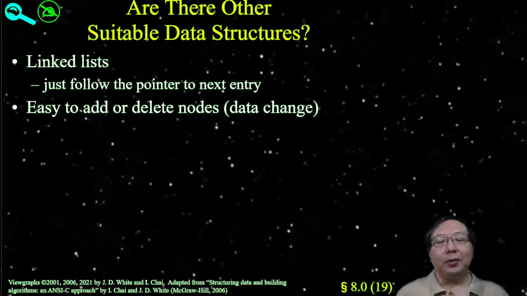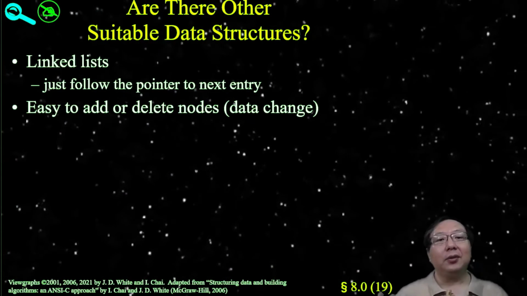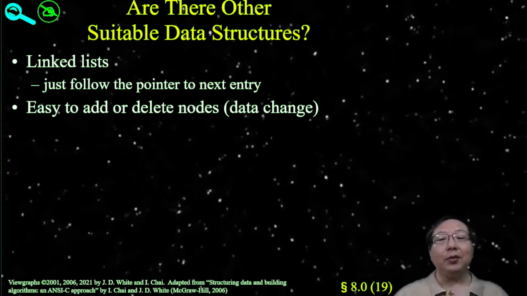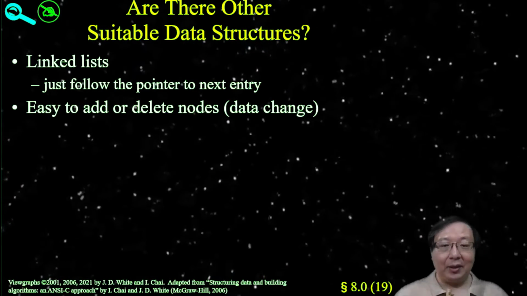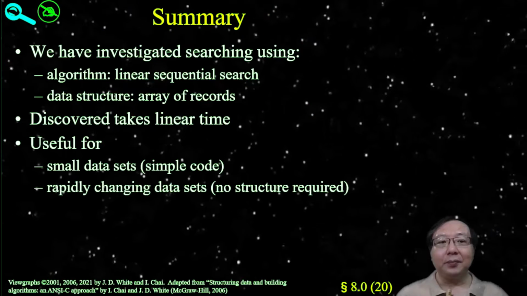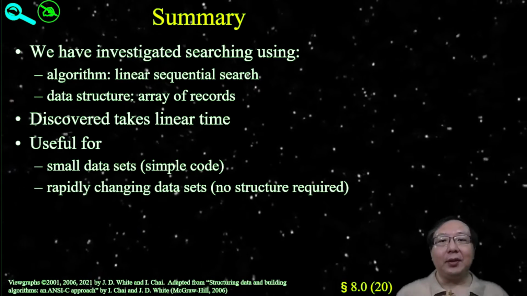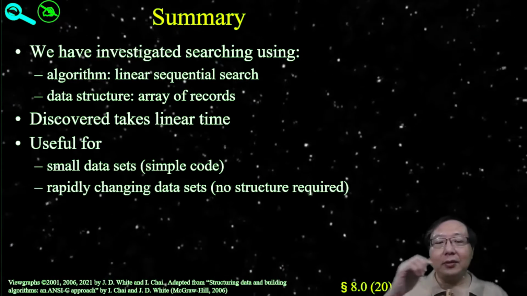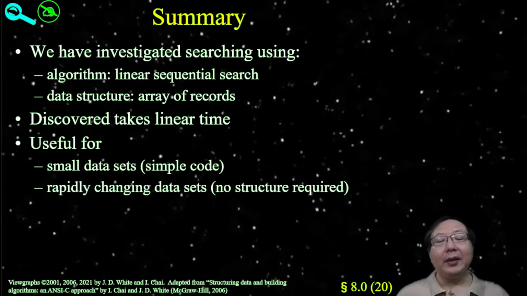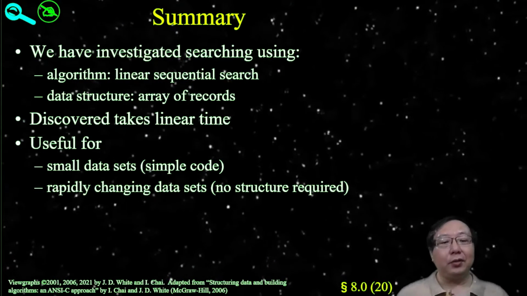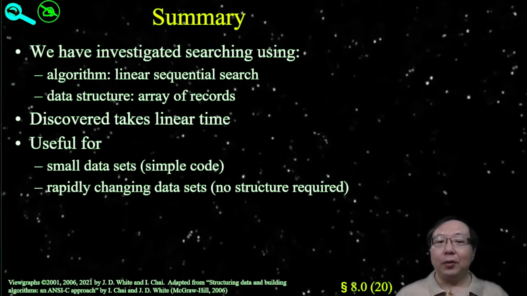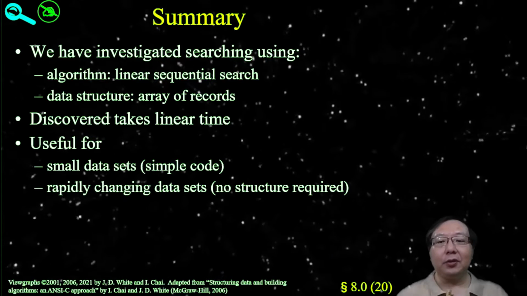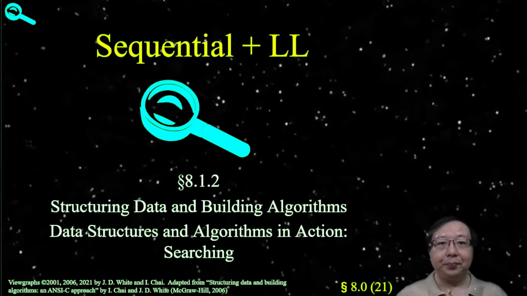So are there other suitable data structures than just arrays? Well, yes, we could use linked lists because you can just follow the pointer to the next entry, and it's easy to add or delete nodes when you have a linked list because you can insert anywhere along the list. So in summary, we have investigated searching using the linear sequential search algorithm and using the arrays of records data structure. We find that it takes linear time, so it's useful only for small data sets, and the code is easy to write, and also it may be useful for rapidly changing data sets because you don't need to maintain some sort of structure.